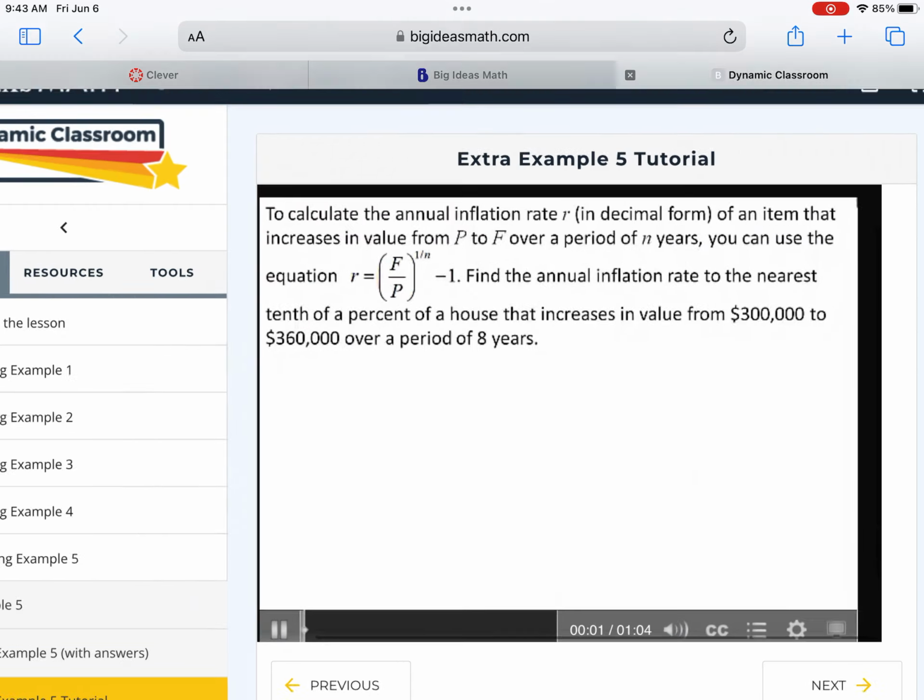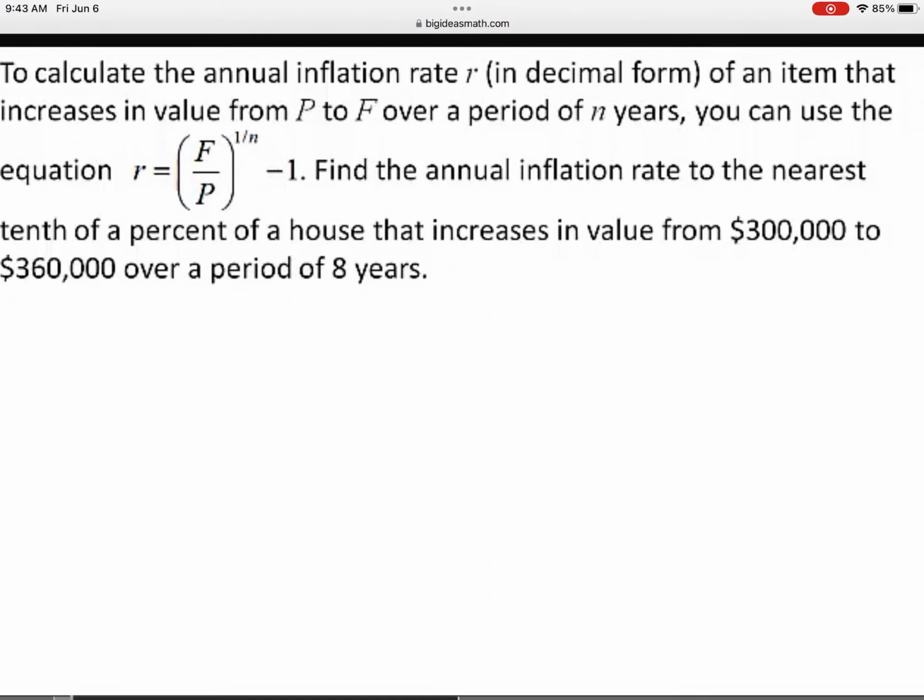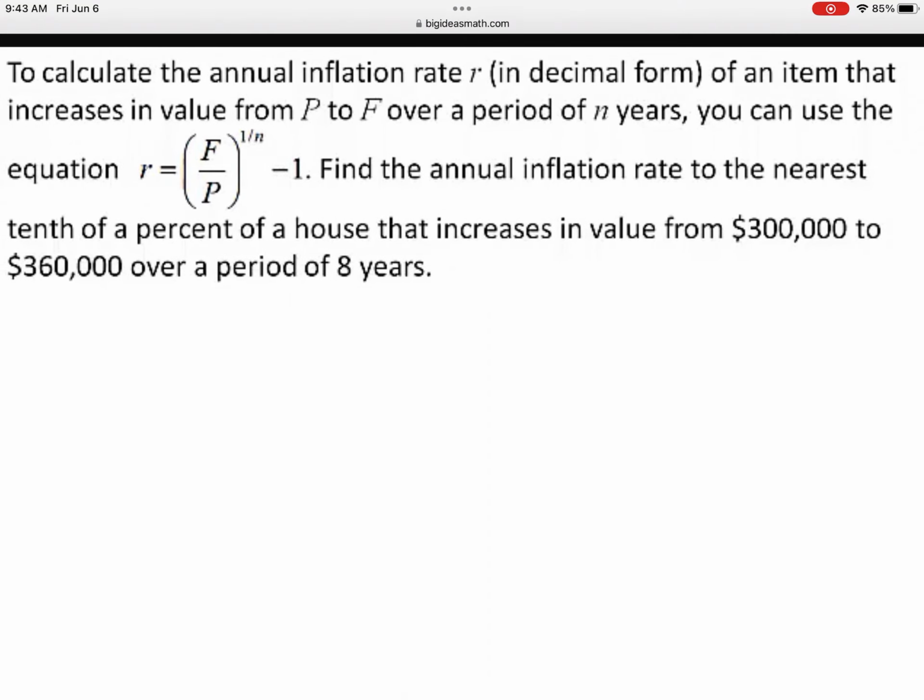To calculate the annual inflation rate R in decimal form of an item that increases in value from P to F over a period of n years, you can use the equation R equals the quantity F divided by P to the 1 divided by nth power minus 1. Find the annual inflation rate to the nearest 0.1% of a house that increases in value from $300,000 to $360,000 over a period of 8 years.